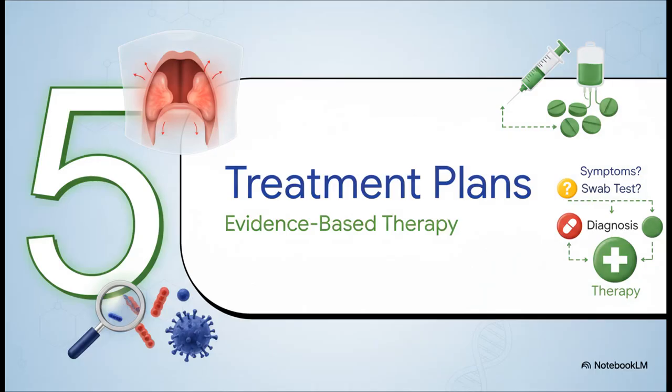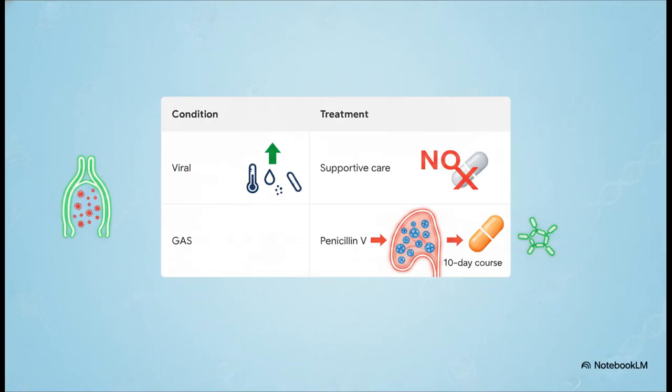Finally, Section 5, Evidence-Based Treatment Plans. We've looked at the symptoms, we've run the tests, and now it's all about responsible treatment stewardship. If your workup points to a virus, the treatment is 100% supportive care. We're talking analgesics, hydration, warm saline gargles. Absolutely no antibiotics. But if you have a confirmed group A strep infection, the evidence strictly dictates a full 10-day course of penicillin V or amoxicillin to clear the bacteria and stop those nasty secondary complications.